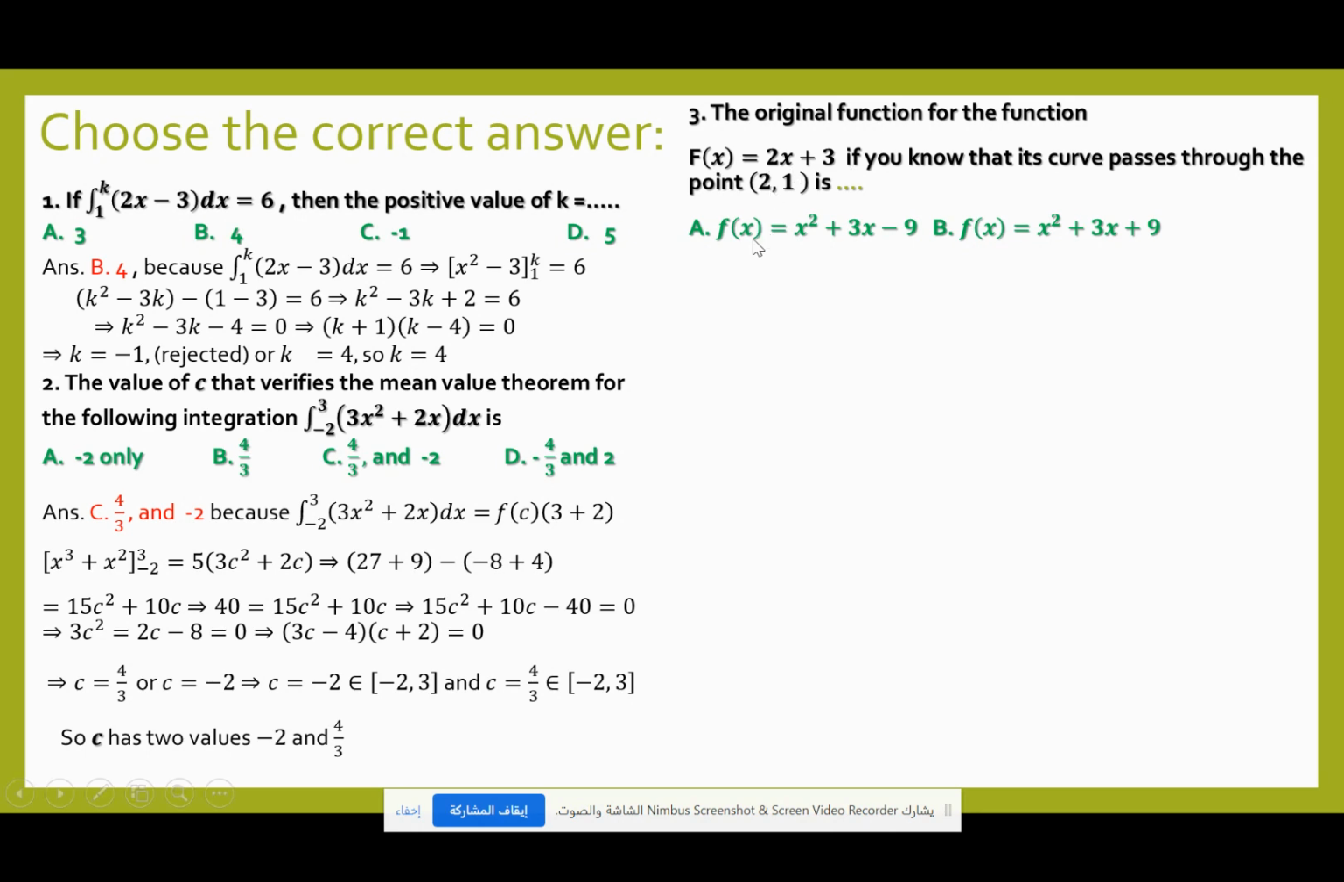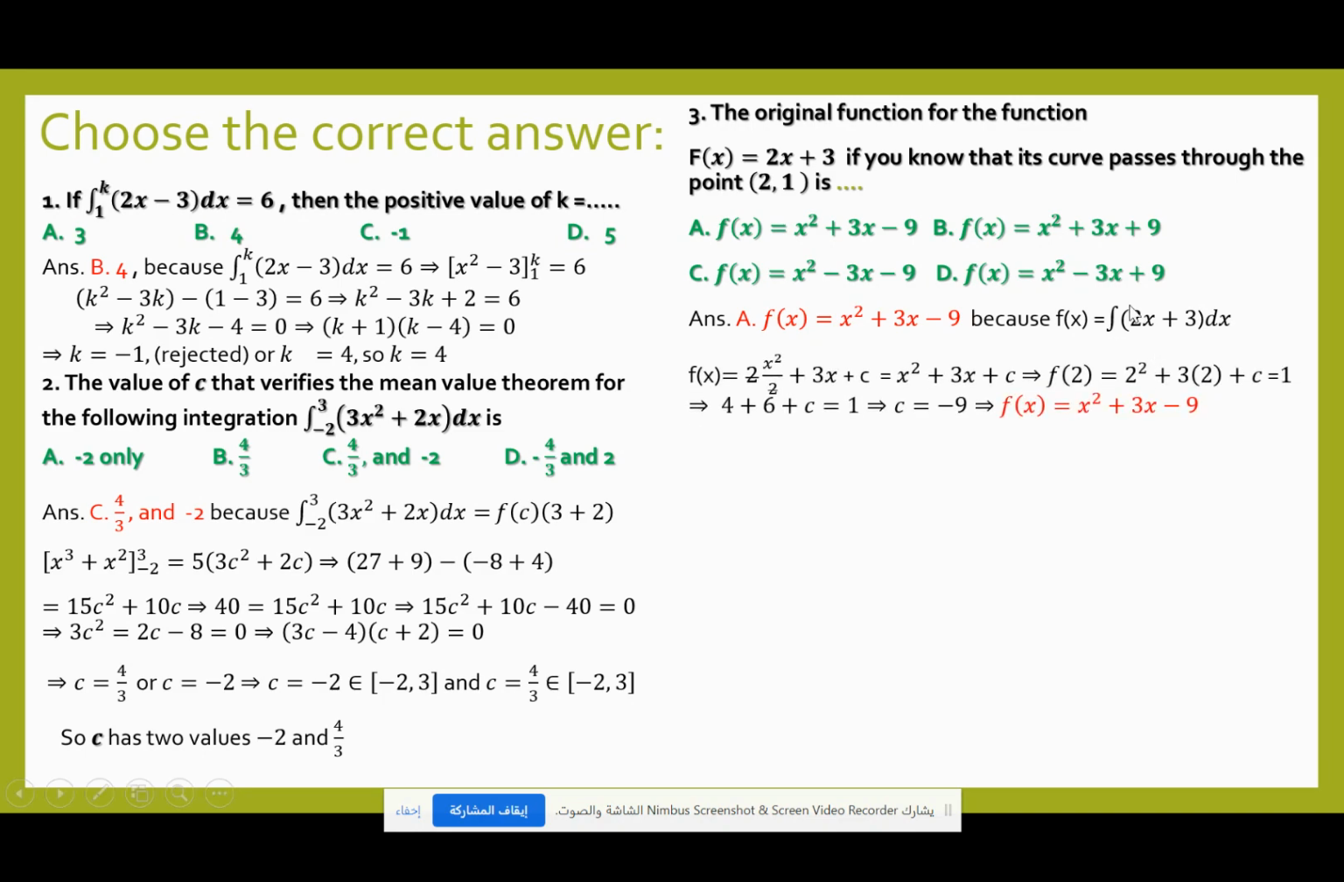Here, f of x is going to be x squared plus 3x plus c. These are the things that you're going to choose from. But how do we solve it? You solve it by integrating the given function. This is the way to find the original function.